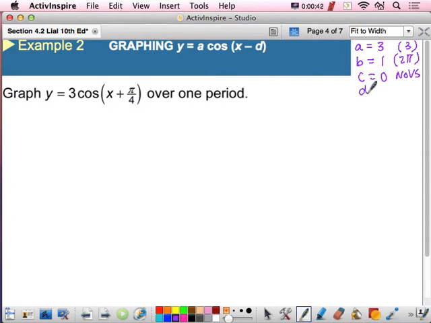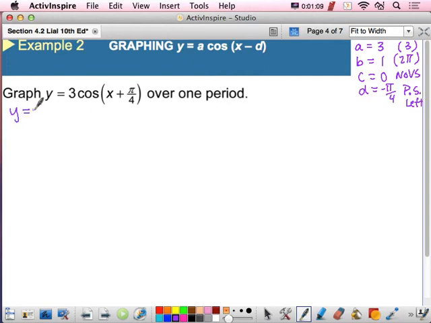And the d value is positive or negative pi over 4? Negative pi over 4. And that gives us a phase shift of left. It goes to the left pi over 4. So we're going to try to do this right and make enough room up here this go round. Okay. What should I make a table for first?